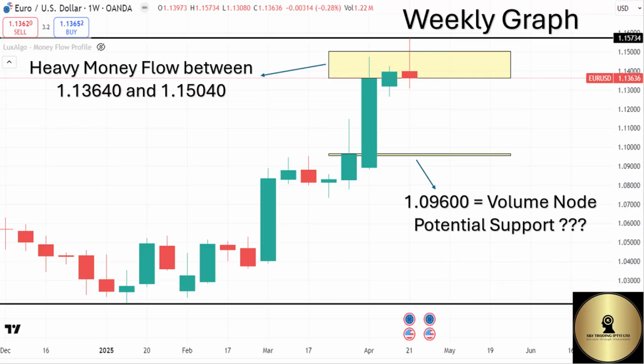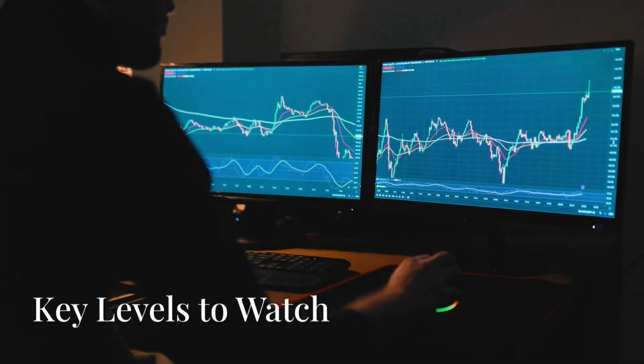Volume flow and money flow profile show that the heaviest money flow is concentrated between 1.1364 and 1.1504, as seen in the volume profile histogram. This area acts as a key resistance and a magnet for price action. Above 1.15, volumes drop off, which could signal less buying interest if the pair breaks higher. There's a significant volume node around 1.096, highlighting strong historical accumulation and a potential support level if price retraces.